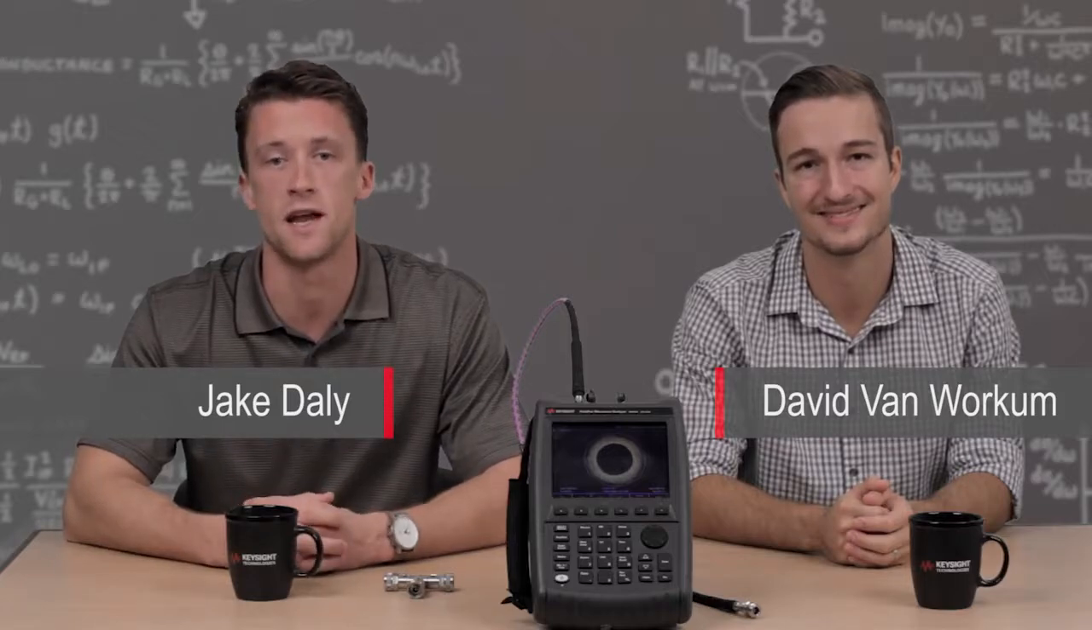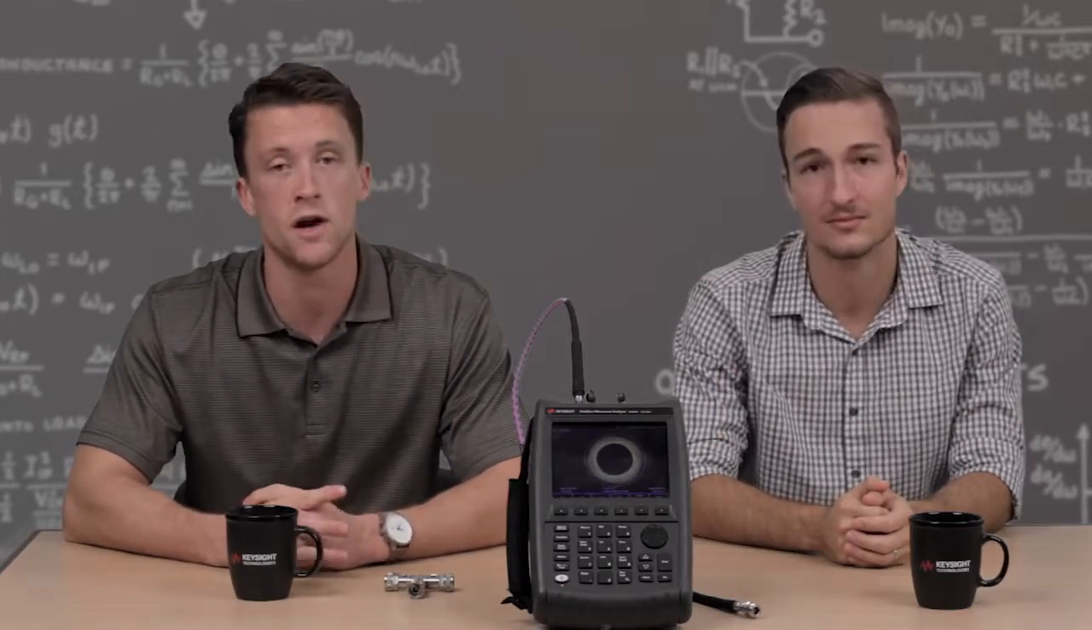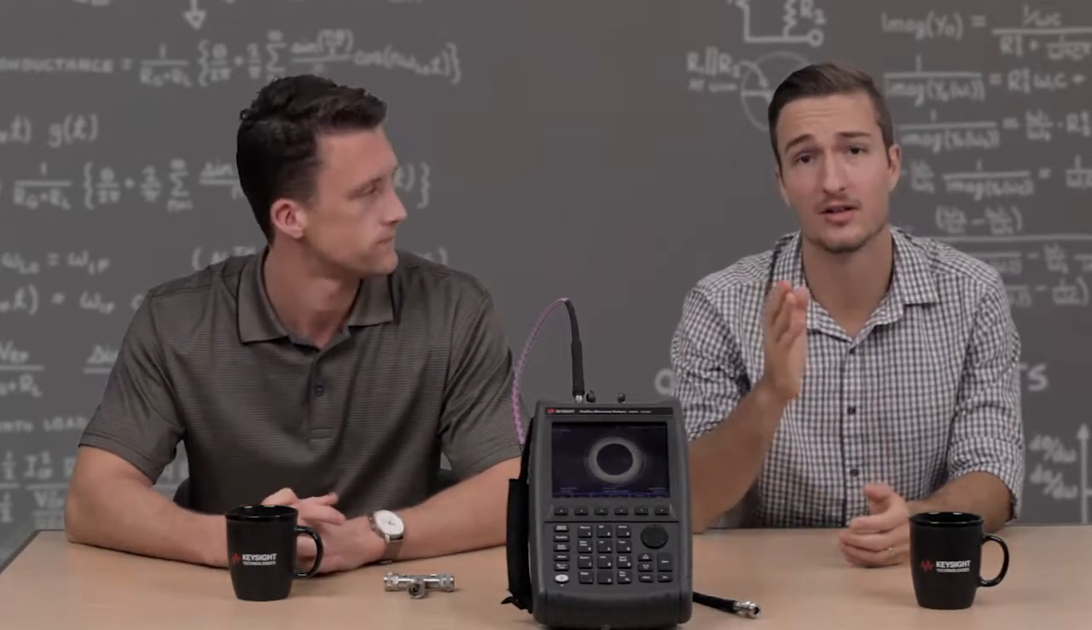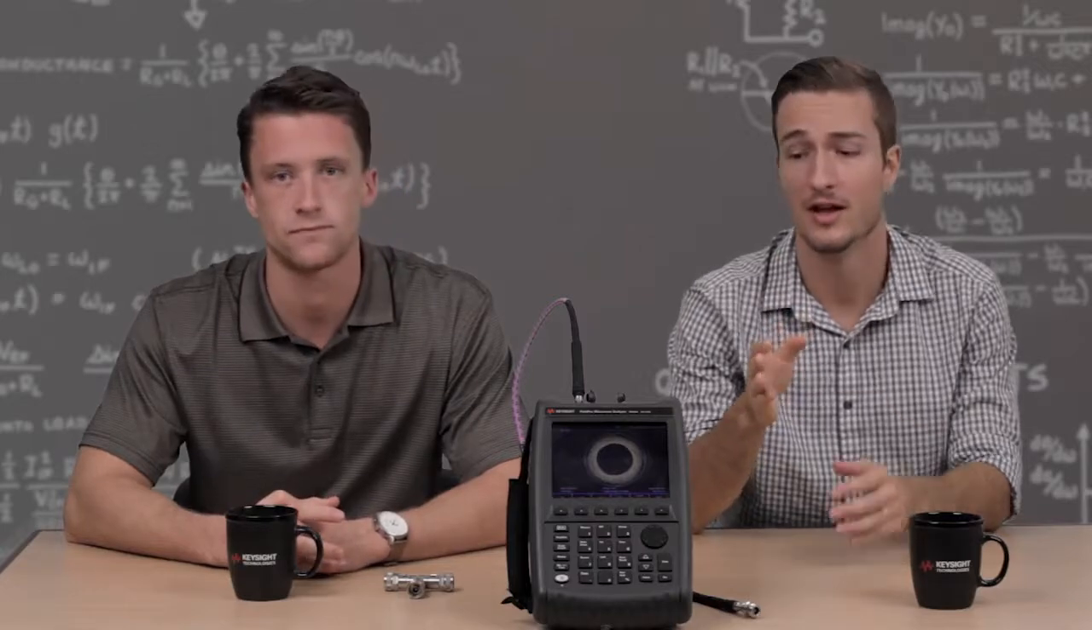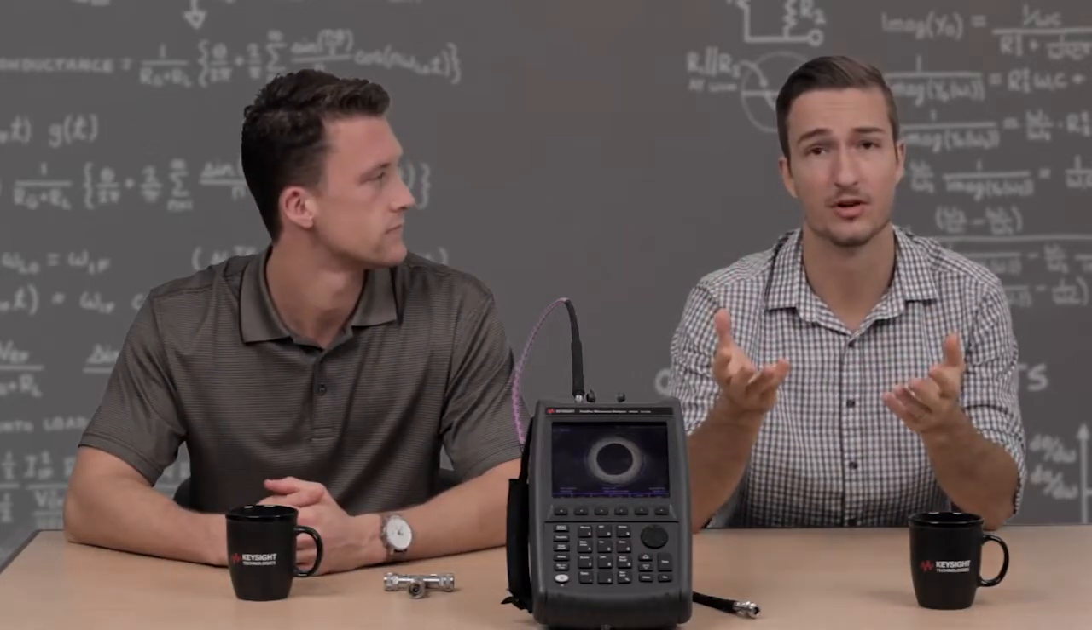Last episode we looked at network analysis and we took a close look at S parameters. We showed how these S parameters can be used to match two antennas. And today we're going to continue talking about network analysis and dive into the Smith chart. So I guess the first question is, what is a Smith chart?